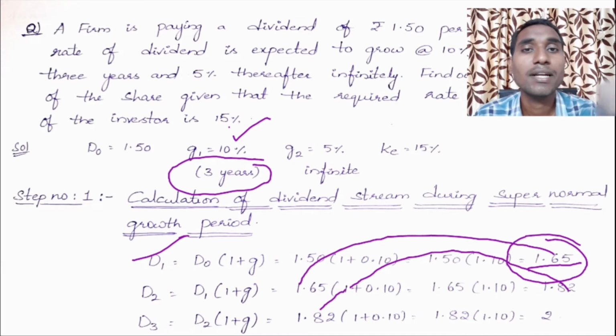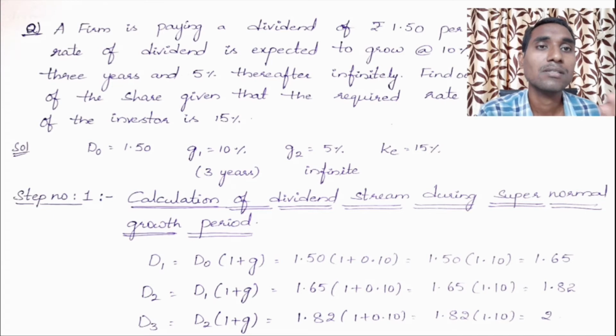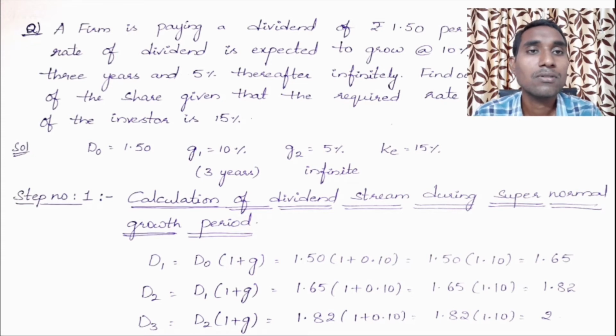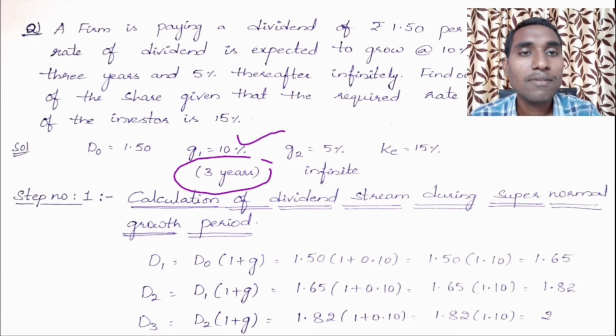This is how you find out the dividend stream for the supernormal growth period, that is the first growth rate, whatever is given for some of the years. So this is the first step. You can see we have calculated. So the supernormal growth rate is what? 10%. For how many years? 3 years. So I have calculated for first year, second year, third year.